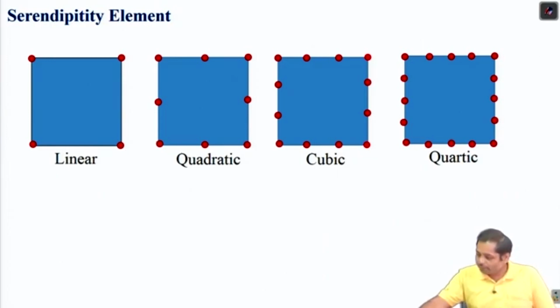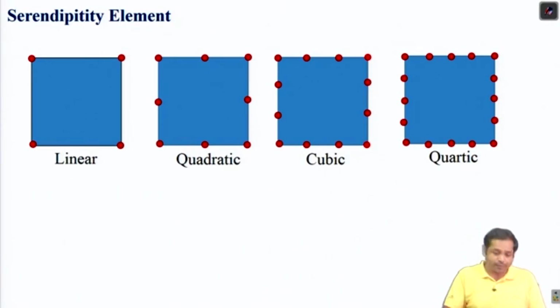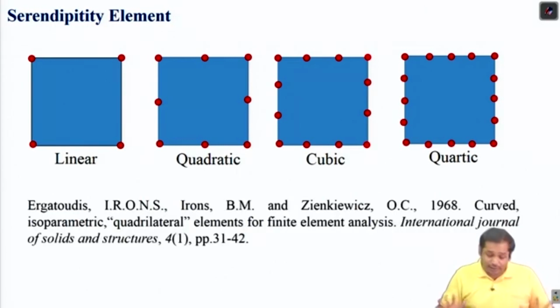Serendipity means the development of something by chance, right? And the word itself came from the story of the three princes of Serendip. So we will see shortly. We cannot apply the approach that we adopted for the construction of the shape function in the Lagrange element. The same we cannot adopt here, because that will give us intermediate nodes within the element.